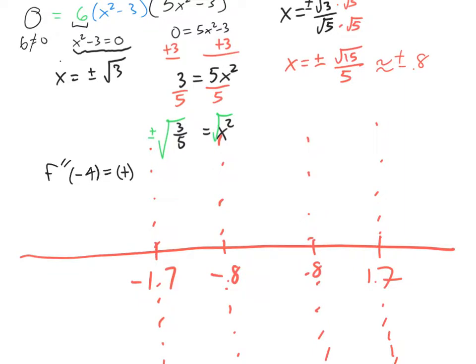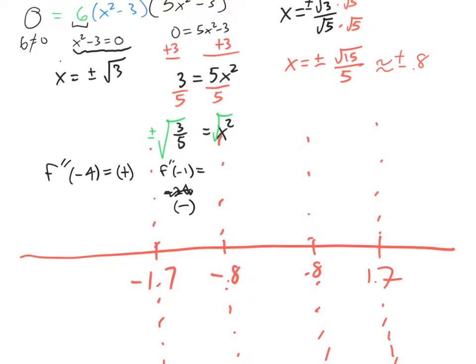I'm going to plug in another number between negative 1.7 and negative 0.8. So the nicest number I could think of plugging in is negative 1. All right, when I plug in negative 1 into my calculator, I get negative 24. That's fine, but the only thing I care about is that it's negative.